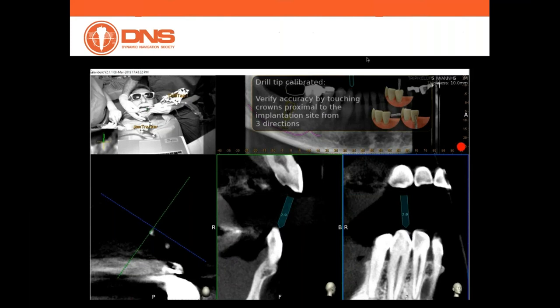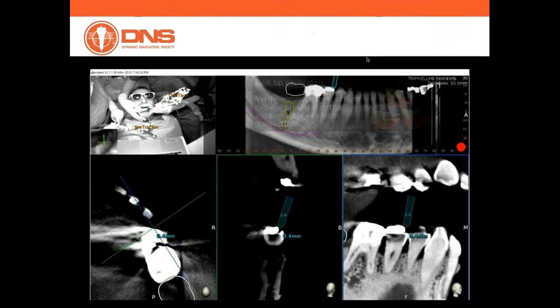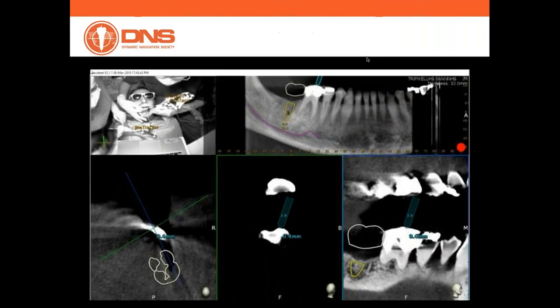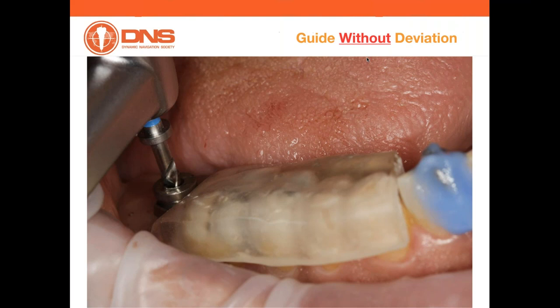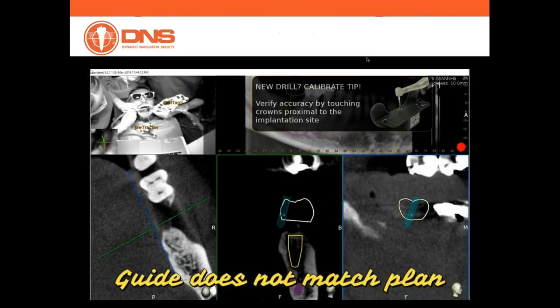I tried to verify, but the verification was only on the very right side. That was a mistake; I didn't go to the left side. Please remember once again that I had the partial CBCT. So I tried at the canine, the second molar, the first molar, and everything seemed okay. Then I applied the guide without deviation, the right guide, and expected to see a very nice picture of accuracy in both our construction and our plan. But I got this: the guide does not match the plan.